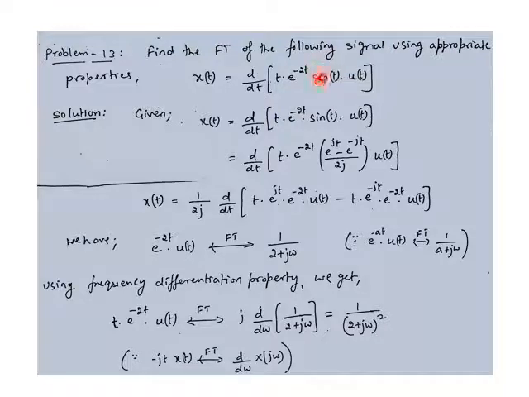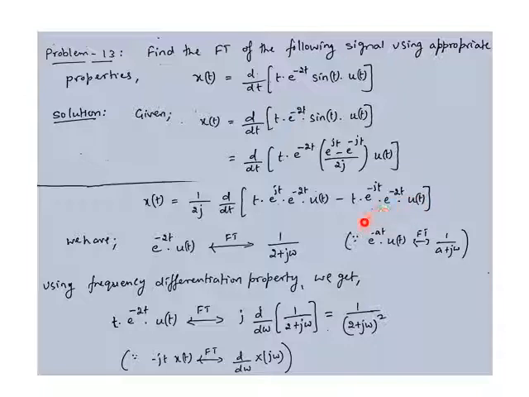We have sine t, so what we can do is substitute for sine t in terms of exponential functions. So x of t is equal to d by dt of t into e to the power minus 2t into sine t, which I can represent as e to the power jt minus e to the power minus jt divided by 2j, into u of t. So we can split it up. 1 by 2j I will take outside, as differentiation of the constant 1 by 2j is constant. So 1 by 2j with d by dt of t into e to the power minus 2t into e to the power jt into u of t. The second term is minus t into e to the power minus 2t into e to the power minus jt into u of t.